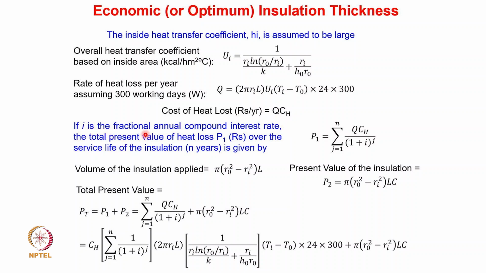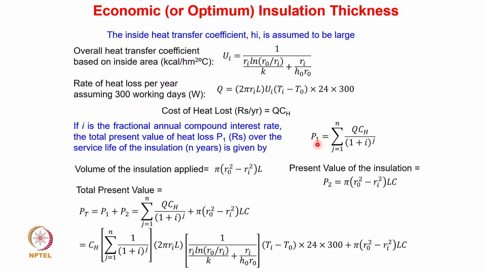And if you take I as a fractional annual compound interest rate, in that case the present value of this cost will be given by QCH divided by 1 plus I raised to the power j. So you can see that this equation is the same as the equation which we have seen earlier, isn't it? So we are calculating the present value of the future cost. So this present value P1 we have calculated.